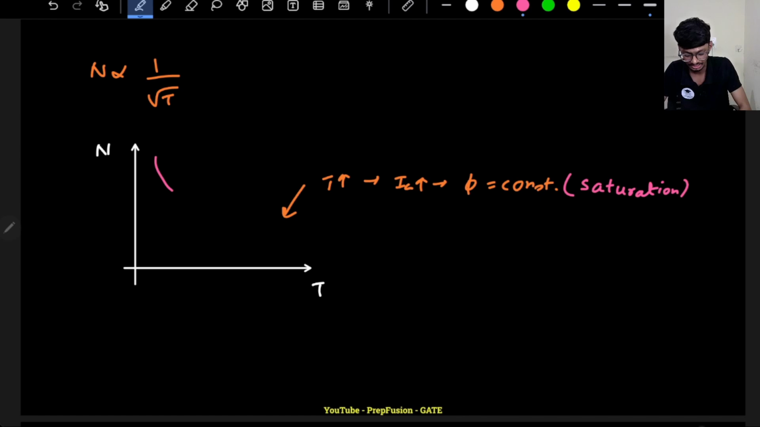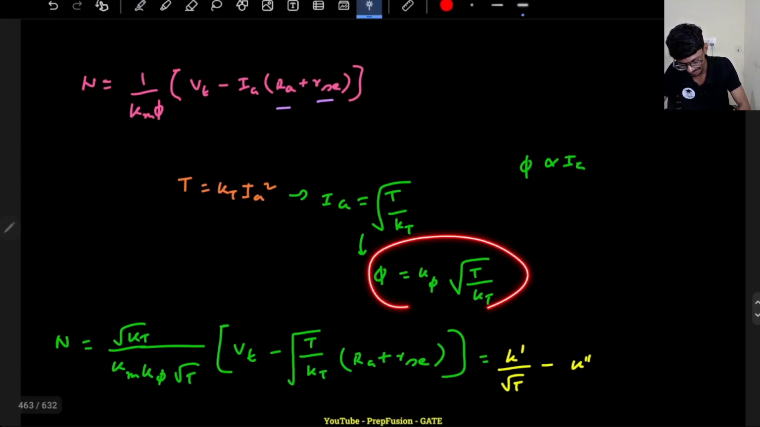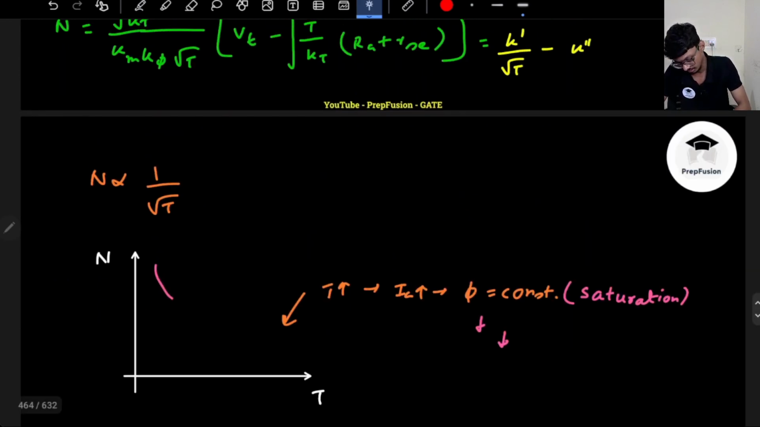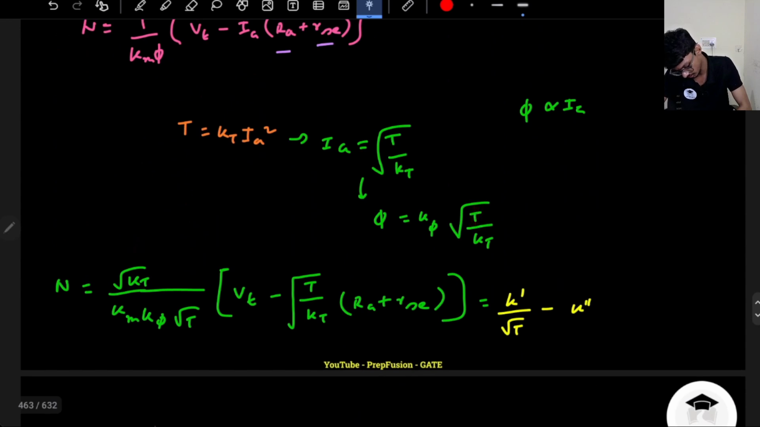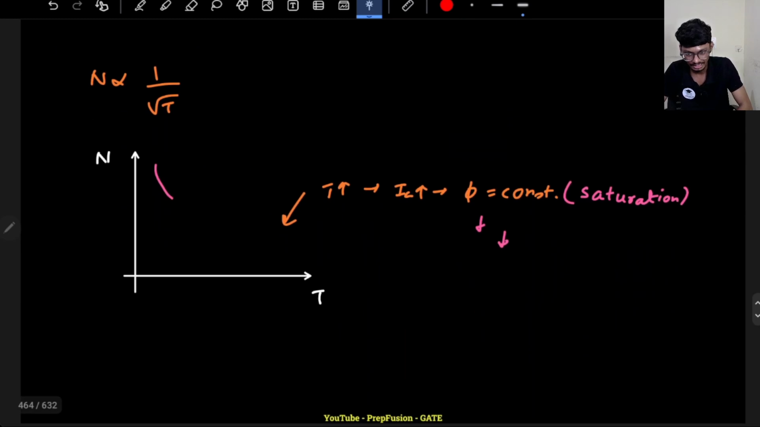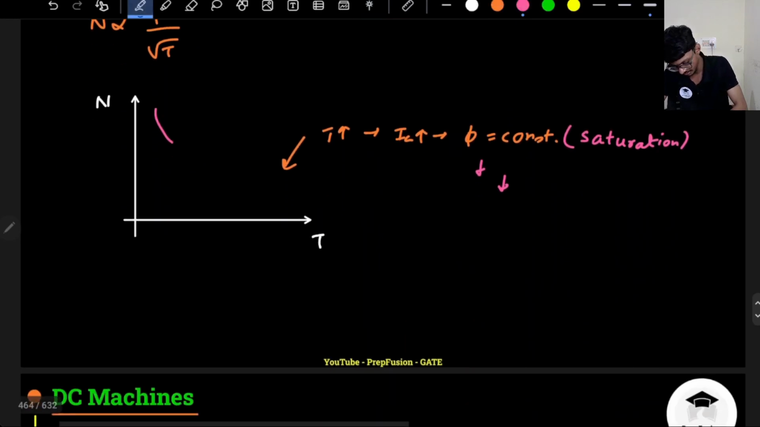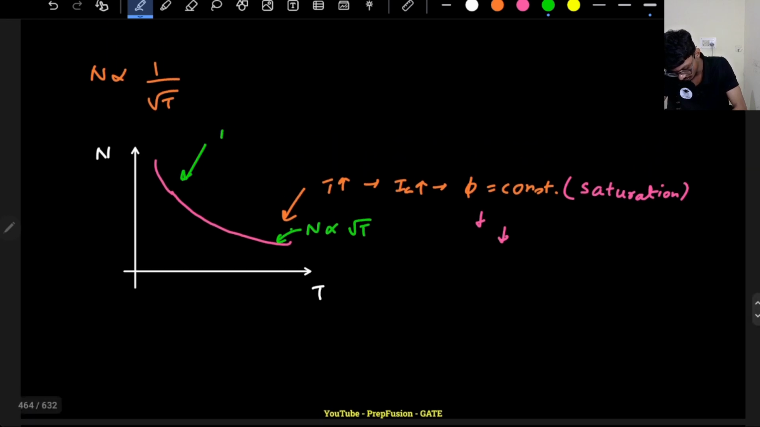And if I consider armature reaction, what will happen? If I consider armature reaction, flux will reduce further, so it will not be exactly proportional to under root of torque, it will be slightly lower. So the torque value also will be somewhat lower, it comes to the bottom here, so speed will slightly increase. So roughly our graph will be somewhat like this, okay. So for higher values my speed will be proportional to under root of torque, for lower values of torque speed will be inversely proportional to under root of torque, okay. This is for the lower values, this is for the higher values, that's it.